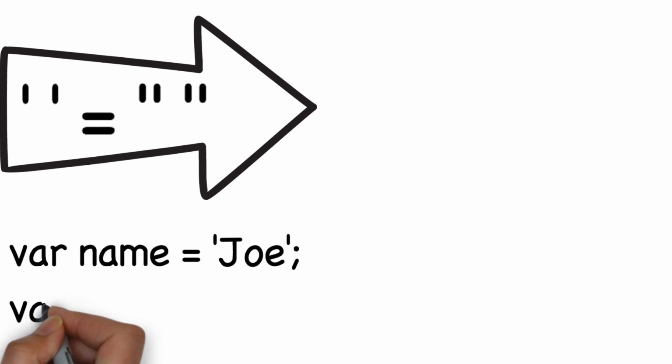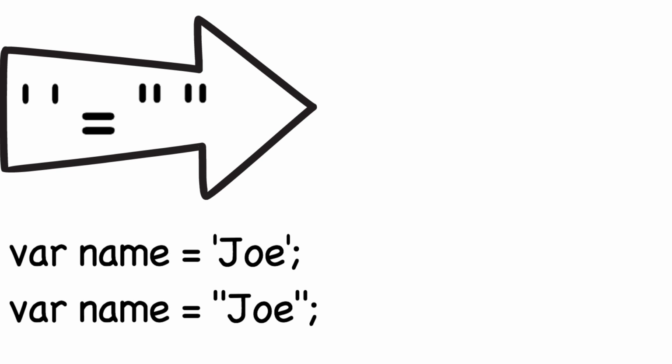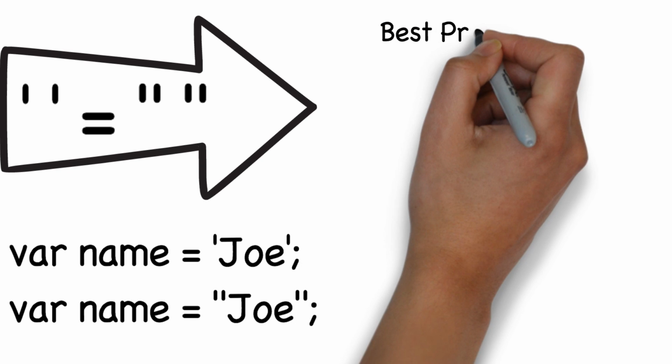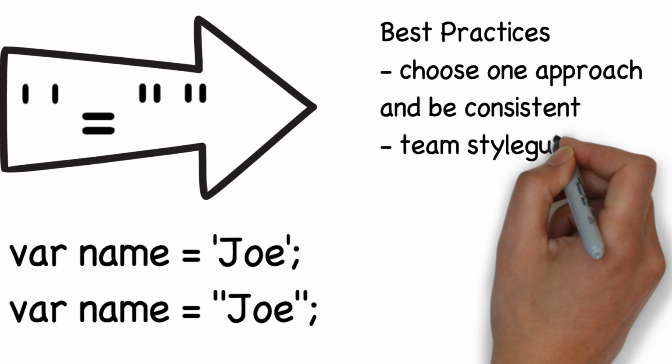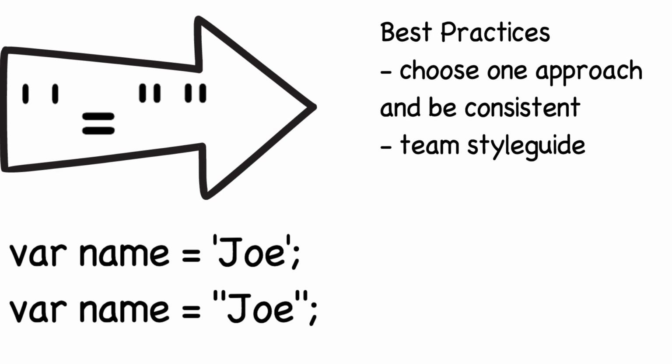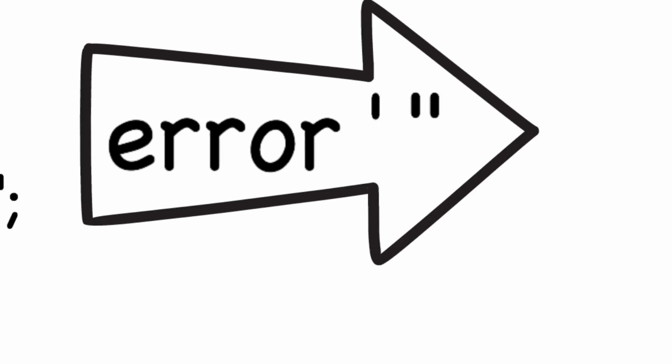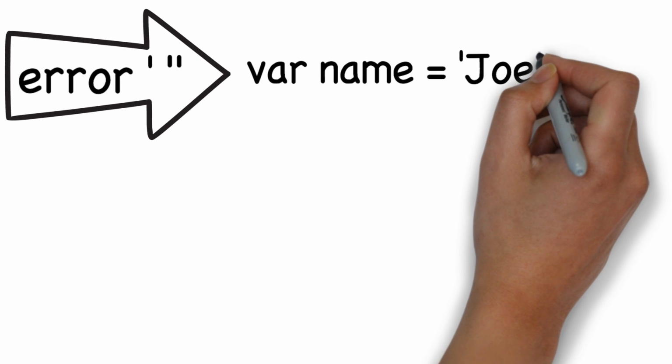As mentioned, this is the same value assigned to a variable. Single and double quotes do the same thing. Best practice is to find one convention and to stick with it. If you are on a team or working on a project, as you further develop your JavaScript skills, you may find that there's a style guide you are following which will determine which approach that you take. Make sure that you don't mix them. Putting a single quote and a double quote around Joe is going to give us an error.